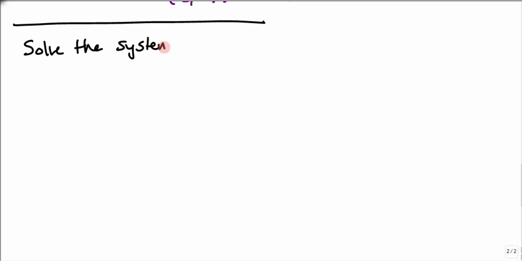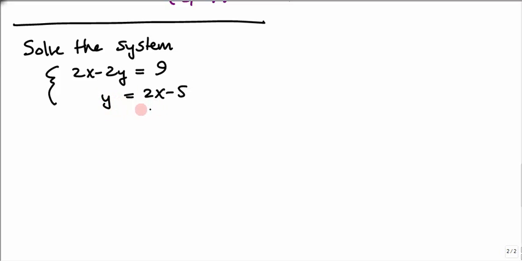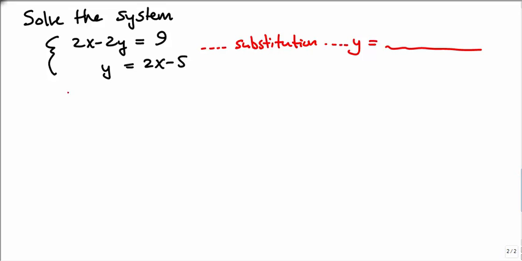And the system I want to solve is 2x minus 2y equals 9, and then y equals 2x minus 5. Now a couple things here. This one is really nicely set up for substitution because I have a y equals. That means I can plug this into this one up here. It's really not set up for elimination. So this would be a really good one to use substitution with. The reason I choose that is because I already have a y equals stuff. So let's go ahead and start this one with substitution.